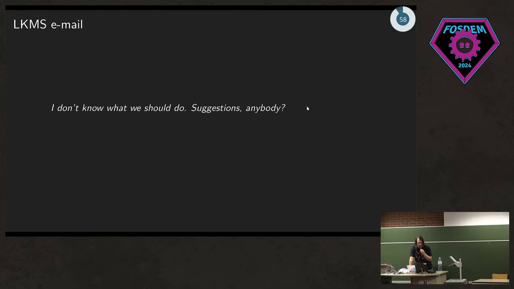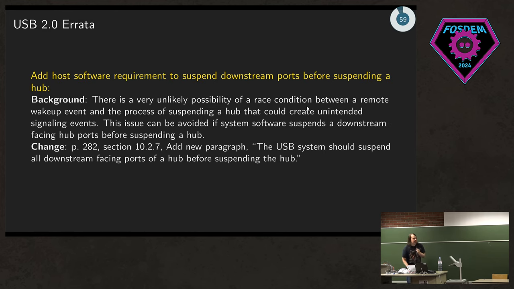And what's worse, that mail ended with, "I don't know what we should do. Suggestions, anybody?" There were some replies, but it didn't really go anywhere. However, that mail pointed to an errata. The errata said that there is a very unlikely possibility of a race condition, and this issue can be avoided if system software suspends a downstream facing hub's ports before suspending a hub.